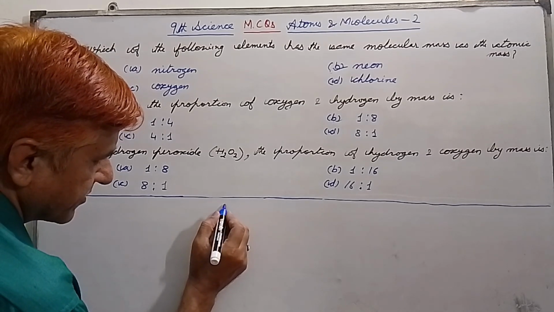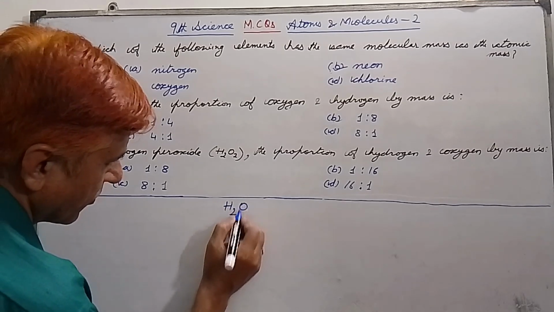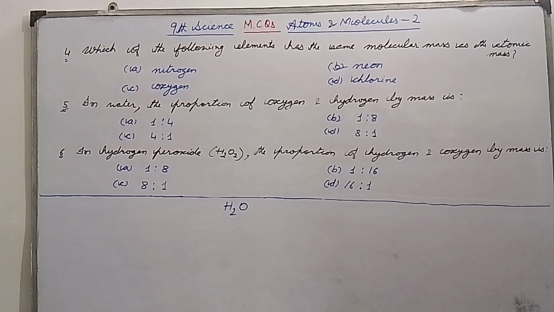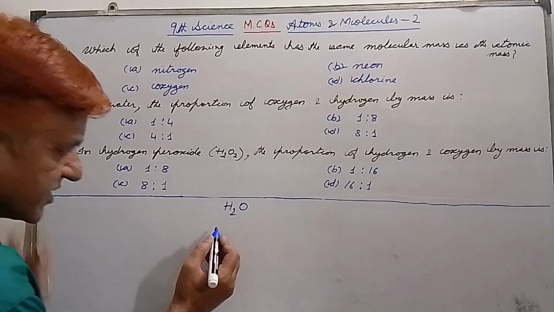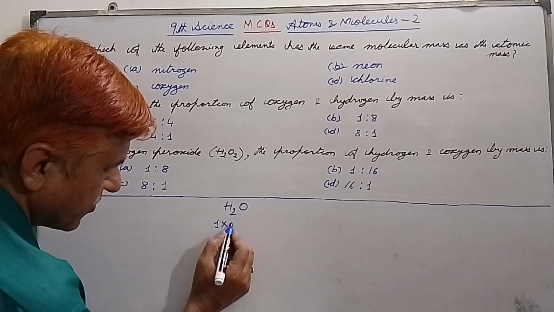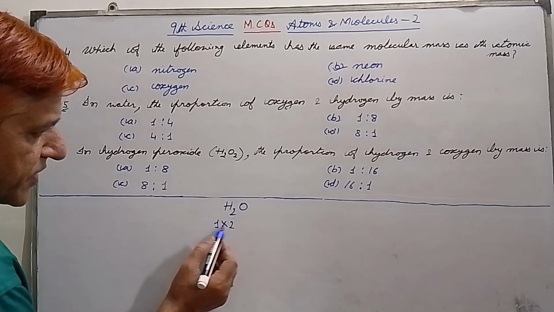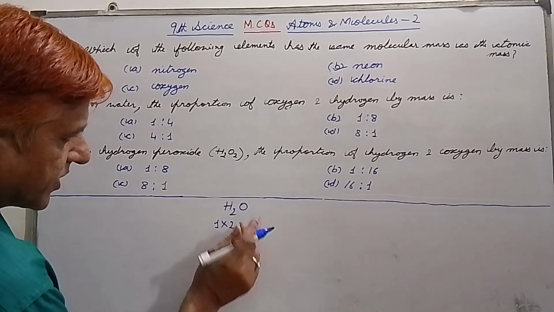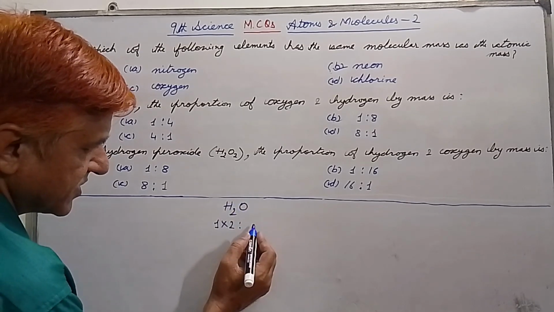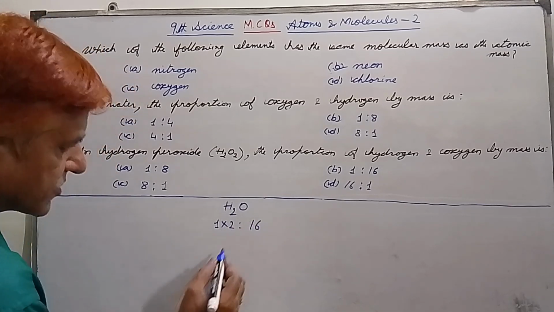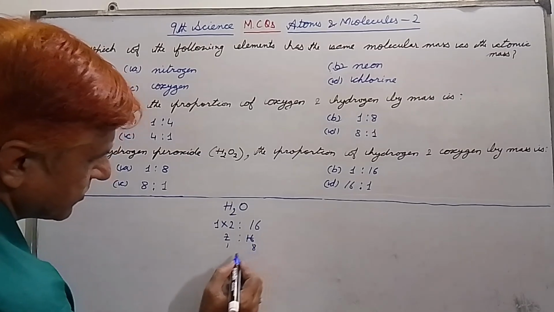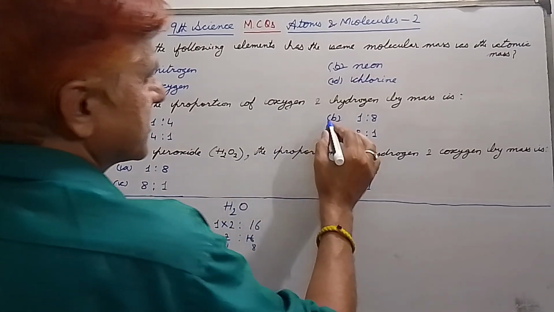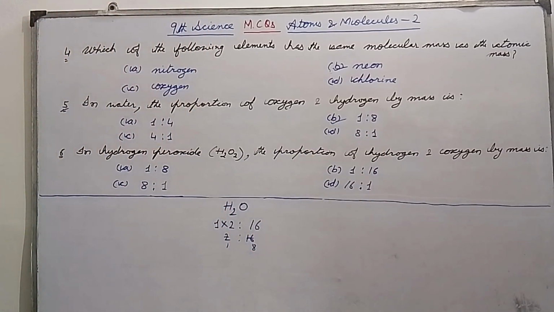The formula of water is H2O. This is the chemical formula for water. Now, the atomic mass of hydrogen is 1. There are two atoms of hydrogen, so 1 into 2 is 2. The atomic mass of oxygen is 16 u. So this is equal to 2 is to 16, so 1 is to 8. So B is the correct option.